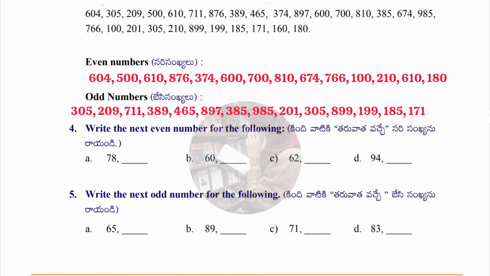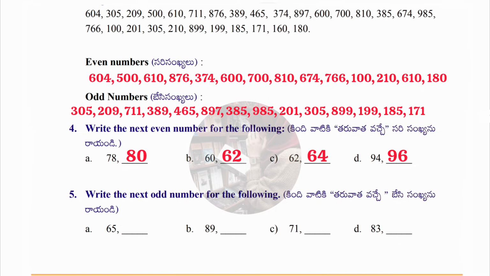Understood? Okay, let's move on to the fourth Roman, which is write the next even number for the following numbers. Here some numbers are given. After that we have one blank. We need to write the next even number. Okay, so 78 is given. Next even number is 80.